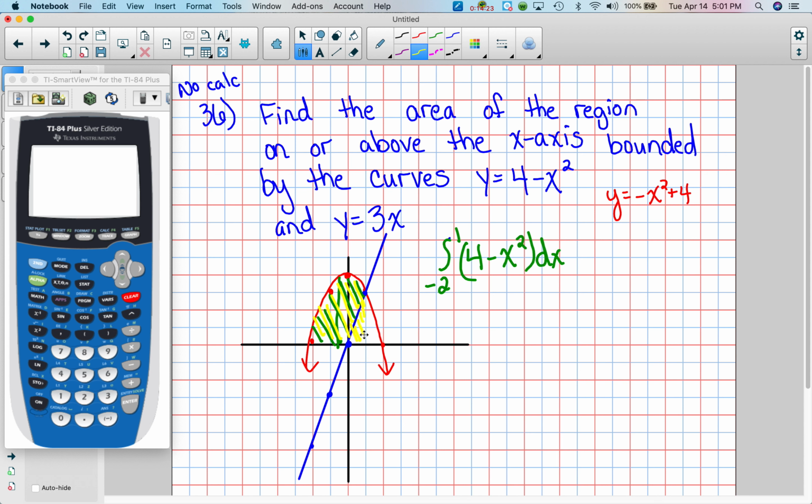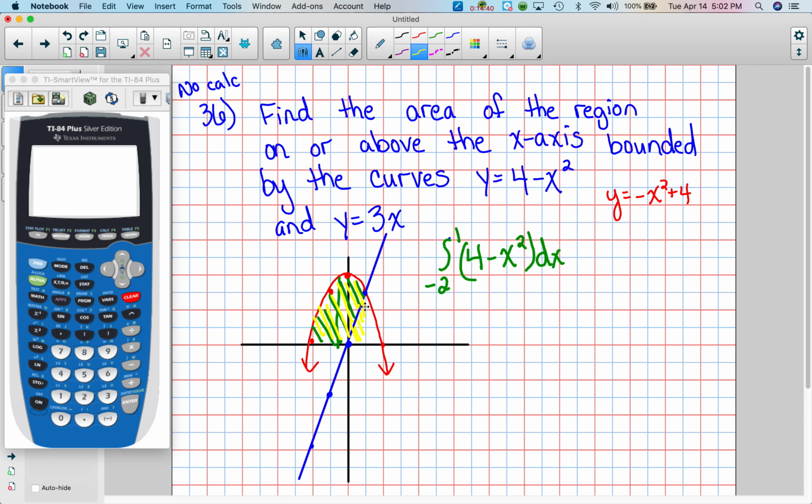Well, I need to get rid of that. I need to subtract that because I don't want that in my answer. I want just the part that I have shaded in green. So I could do that a couple ways. For one thing, I can look at it and say, well, that's just a triangle. So I could just find the area of the triangle and subtract it and use geometry.